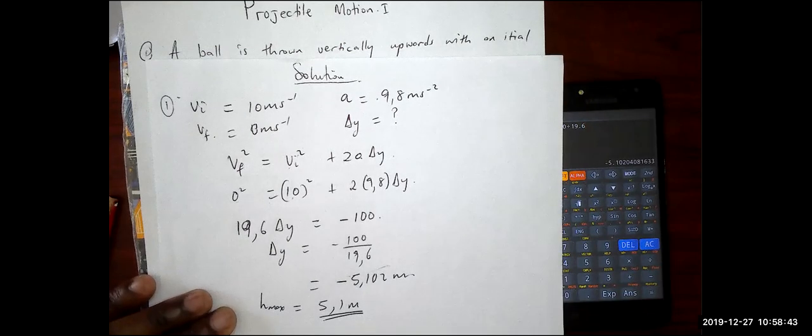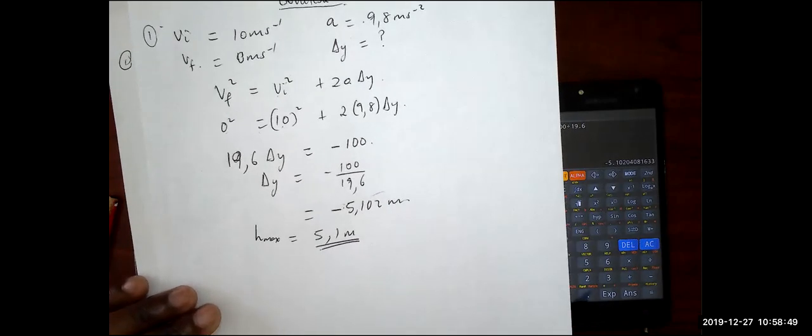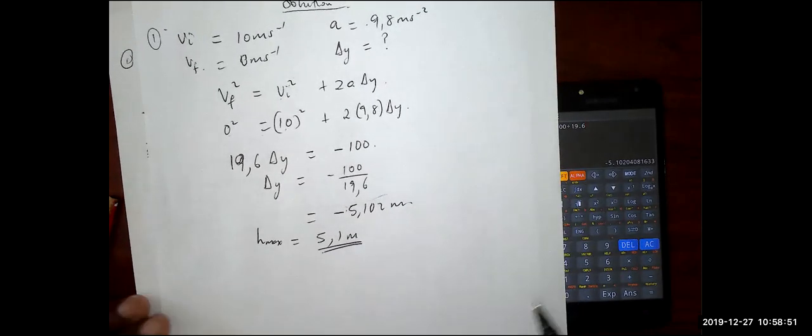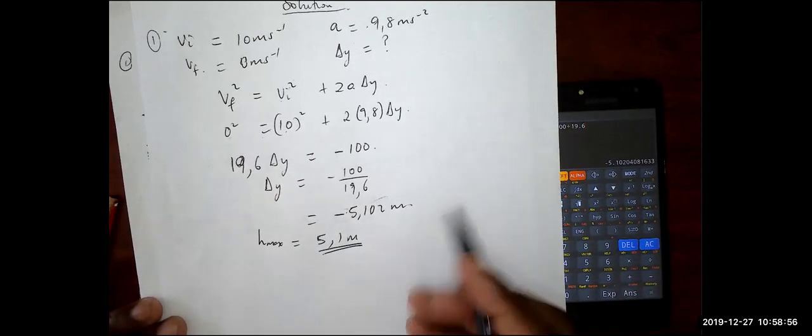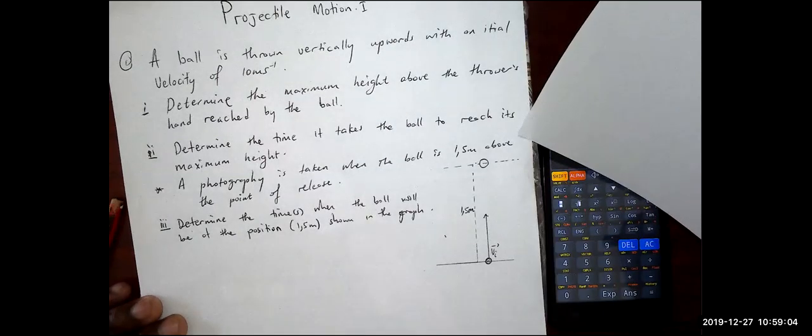Simple as that. We are excluding the negative because we know that the height is actually a scalar. We don't need to worry about the direction. That's the negative there. We don't need to worry about the negative. Okay, so we need to exclude that. Now, that's what we have. So second question here. What is the second question saying? Determine the time it takes the ball to reach its maximum height.